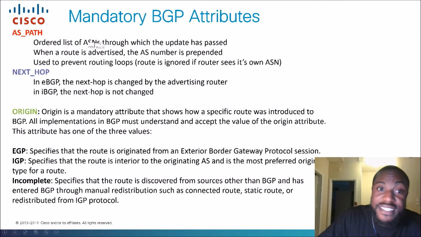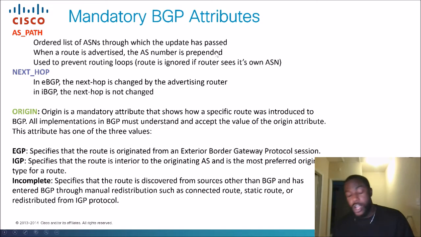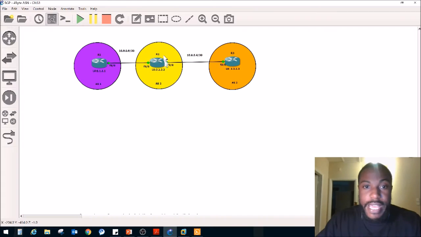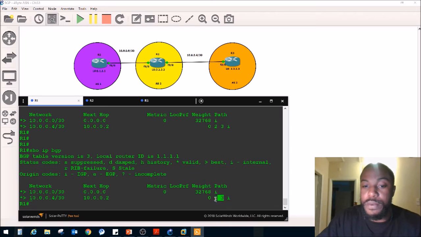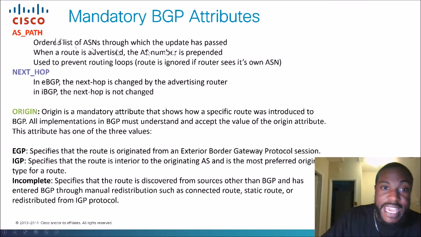It is an ordered list of ASNs through which the update has passed. When a route is advertised, the AS number is prepended. So every time you pass something on, the router adds his AS number. In other words, AS2 added his to the path and passed it on to router 3. That's how he was able to see AS2 and AS3 in the AS path there. That is the AS path, right?